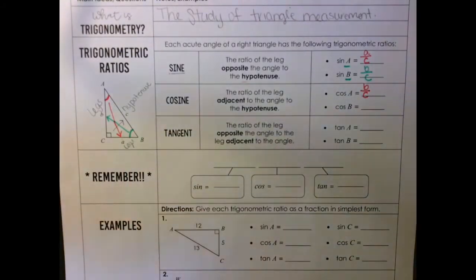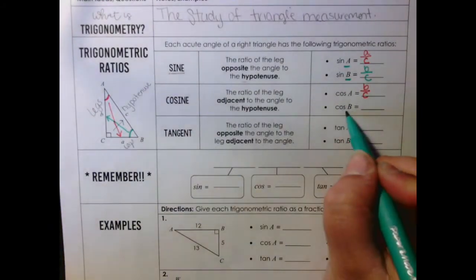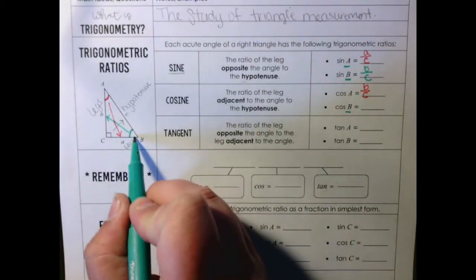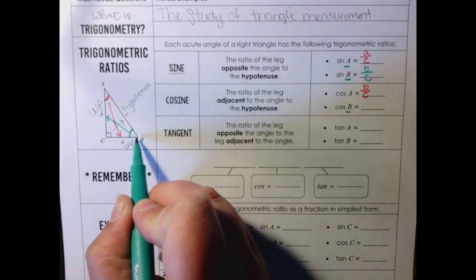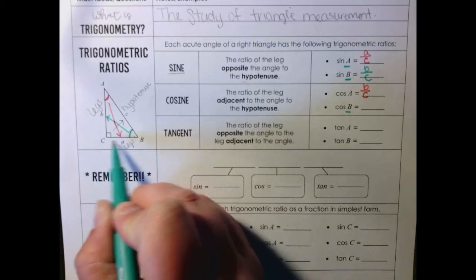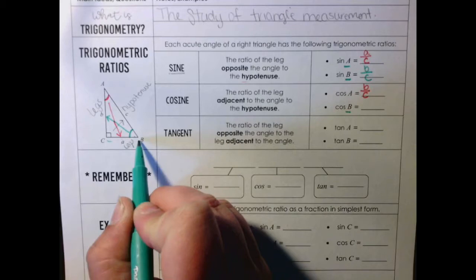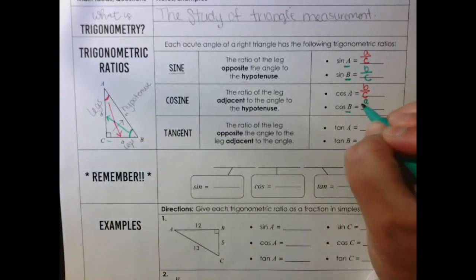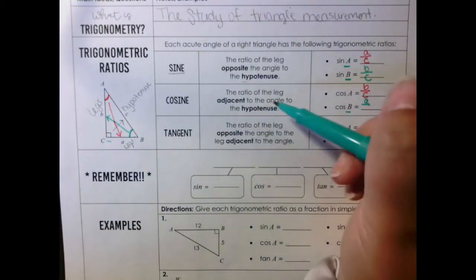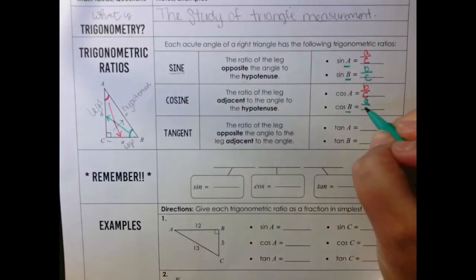If I'm looking at the cosine of angle B, so I'm looking at this angle here, I need the ratio of the leg adjacent to the angle. So A is going to be the leg that is touching angle B over top of my hypotenuse again, which is going to be C, always across from my right angle.